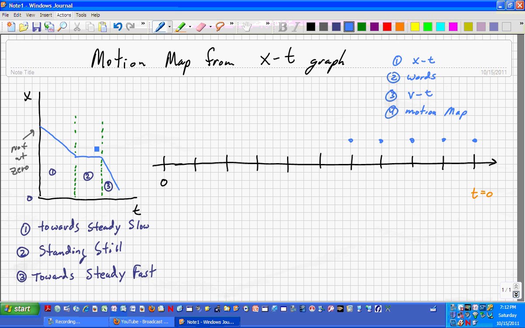So at this point, I can start standing still. And again, I want to stack these. Sometimes what I do for myself is I'll talk about how I know these are going to be evenly spaced when I go to make my motion map. These are going to be stacked. And then these are also going to be evenly spaced but wider. So these are close. These are evenly spaced, but wide.